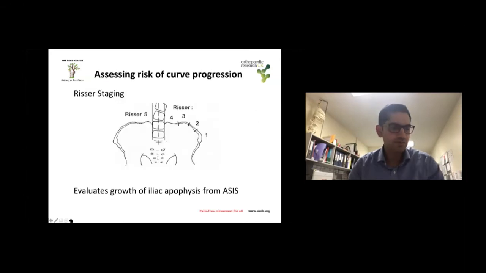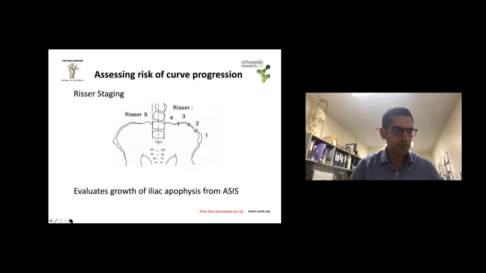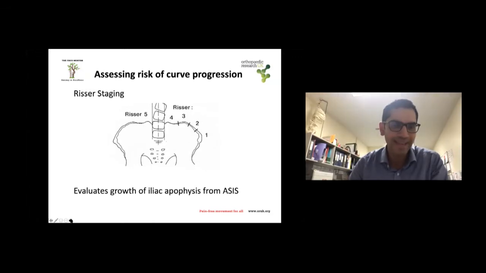So assessing curve progression, there's different ways of assessing curve progression. There's different staging methods. So there's a Tanner staging method, which looks at secondary sexual characteristics. It's not as reliable as the more skeletal methods. So other methods are using hand X-rays, such as the Sanders staging system, which is staged from 1 to 8. And there's also one by DiMeglio, which looks at the apophysis around the elbow.